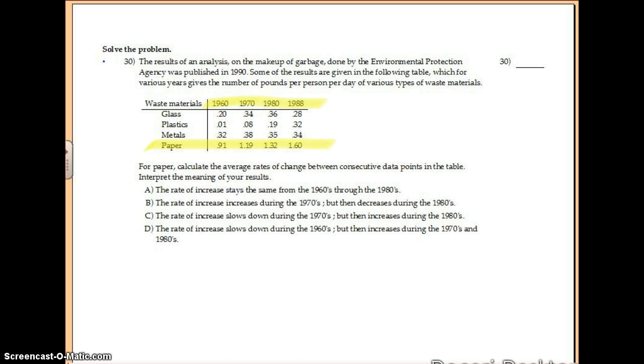It says for paper, calculate the average rates of change. It's kind of like finding slope. Slope is the difference in the y's over the difference in the x. That's the same as rate of change. So rate of change is going to be like finding slope. We're going to take the difference in the y's over the difference in the x's, and that'll be our rate of change there.